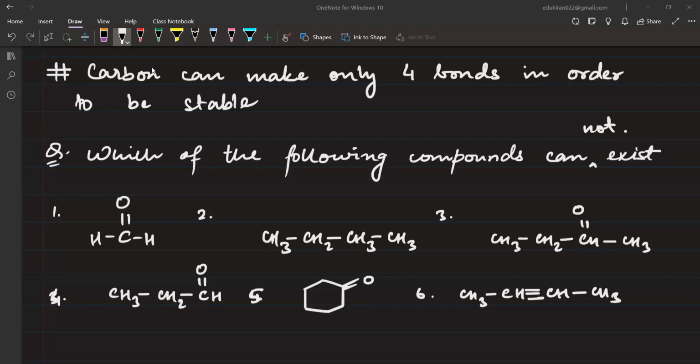Leave the 5th one, don't attempt it, because you have not done bond line structures, and some people may have difficulty with bond line structures. Leaving that question, tell me the rest: which of the following is not possible? That means you have to see whether each and every carbon atom has only 4 bonds, or has more than 4 bonds. Okay, please try this. Look at each and every carbon. I hope that is not very tough. I want answers from every one of you in like 3 minutes.